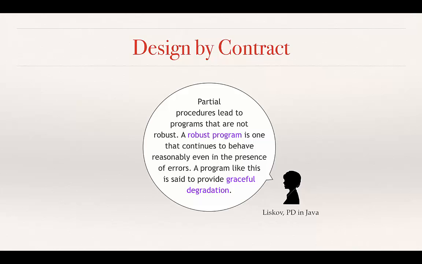And before we leave the main discussion on design by contract, here's an alternative opinion. Barbara Liskov cautions against partial procedures here. A partial procedure is one that has a requires clause instead of throwing an exception. She says, partial procedures lead to programs that are not robust. A robust program is one that continues to behave reasonably even in the presence of errors. A program like this is said to provide graceful degradation.